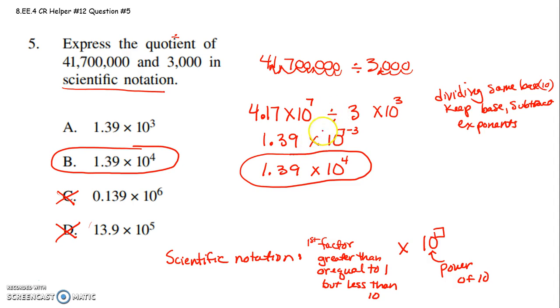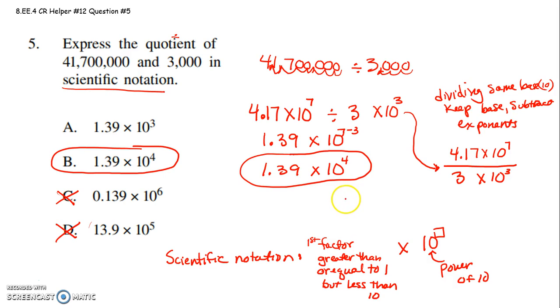Maybe so you don't get confused there, you could have written it like this. 4.17 times 10 to the 7th divided by 3 times 10 to the 3rd. Then you could see that you're going to divide those first factors and get 1.39. Keep your times sign, and then keep your base of 10. Subtract 7 minus 3 is 4. Maybe rewriting it in that form might be helpful to people.